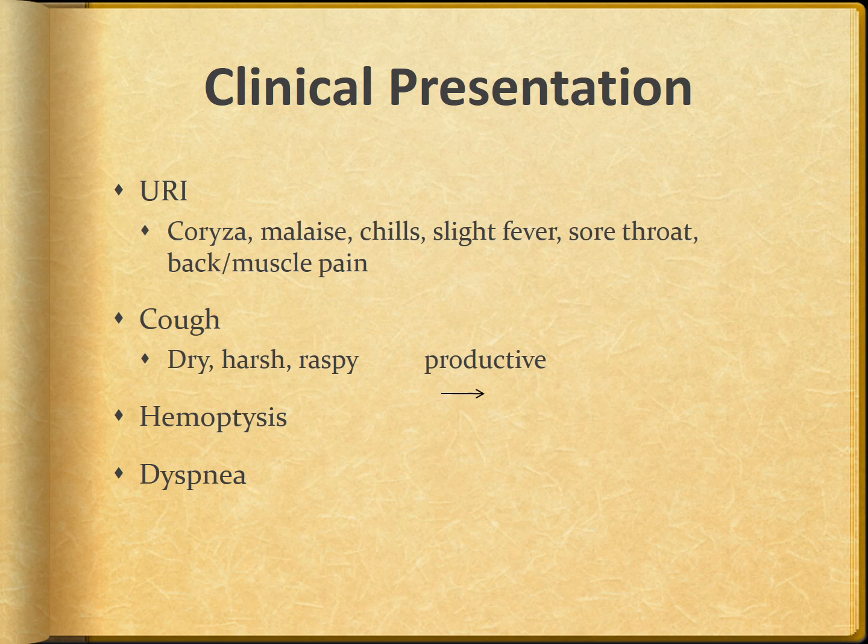So the clinical presentation with a cough could be a dry cough. It could be a dry, raspy, harsh cough, or it could be productive. So the patient might tell you that they have a lot of phlegm. Some of the patients would have hemoptysis, so cough with blood-tinged sputum, and some shortness of breath could also be part of the clinical presentation for acute bronchitis, as well as wheezing. So keep that in mind.